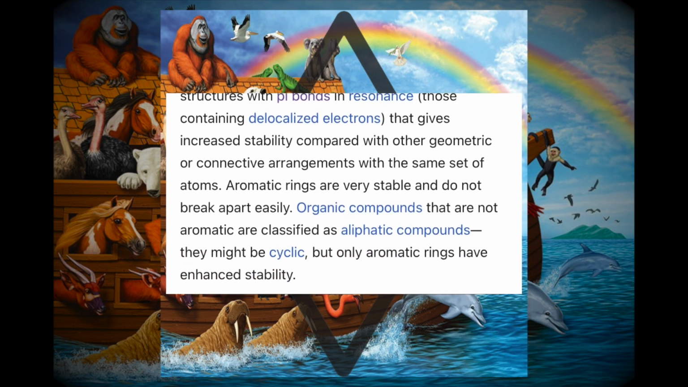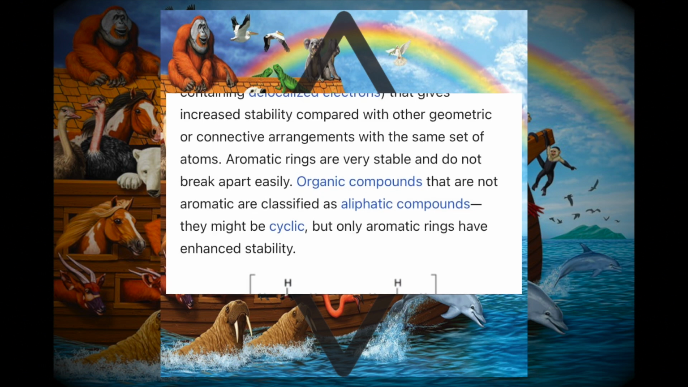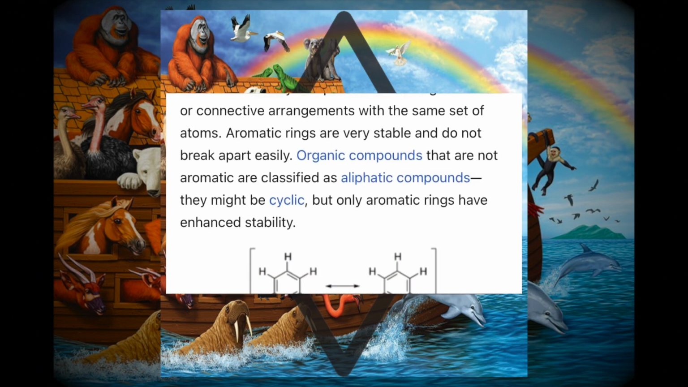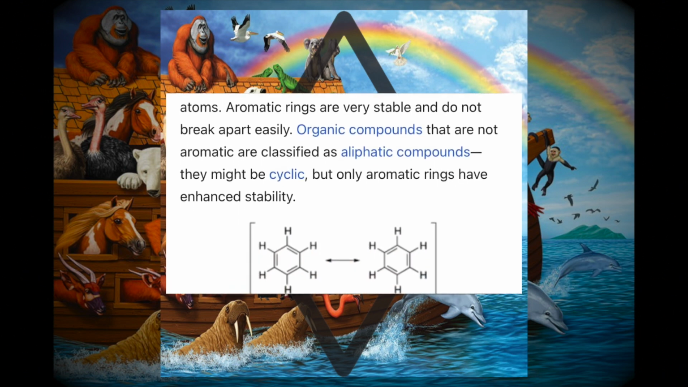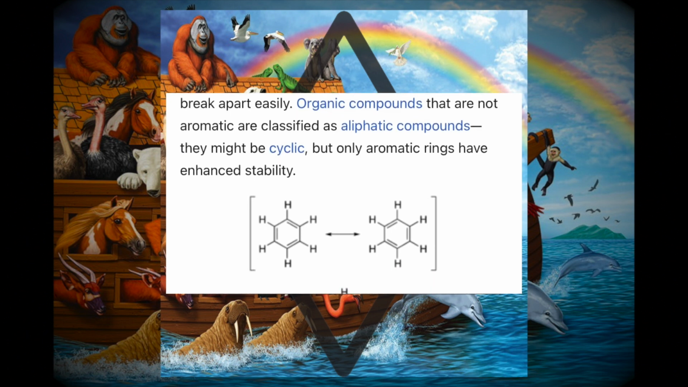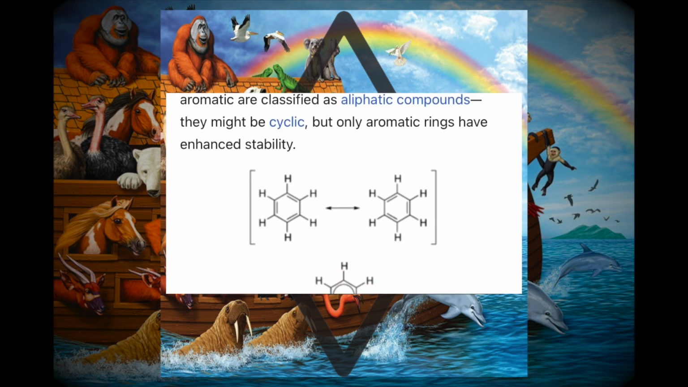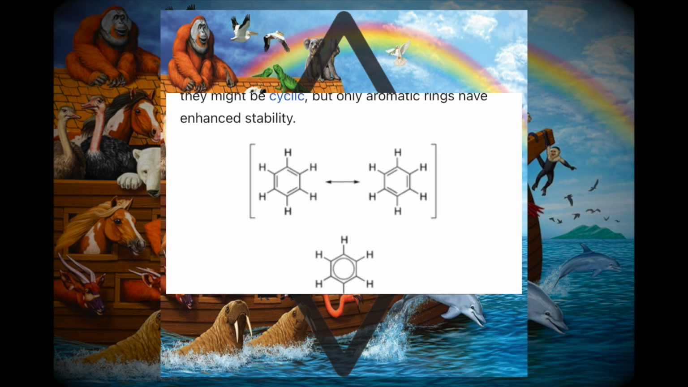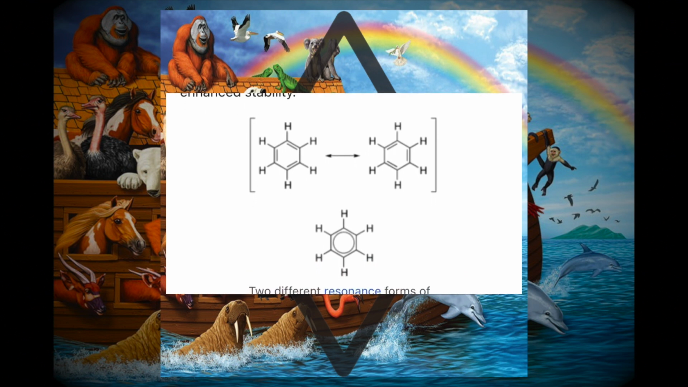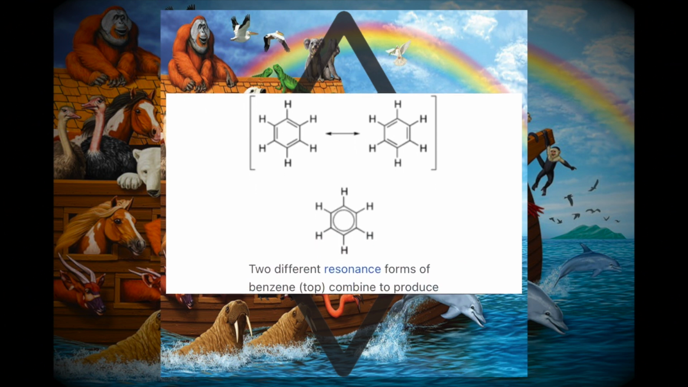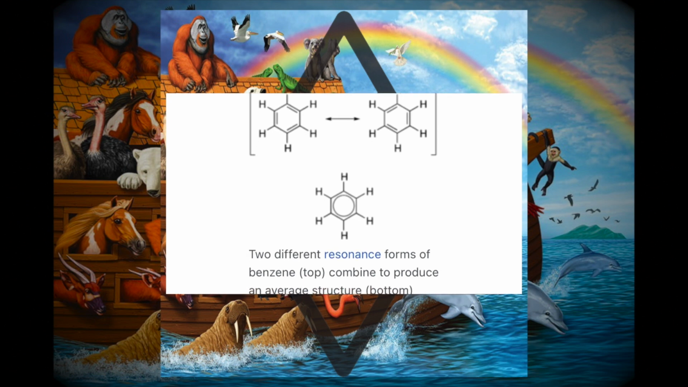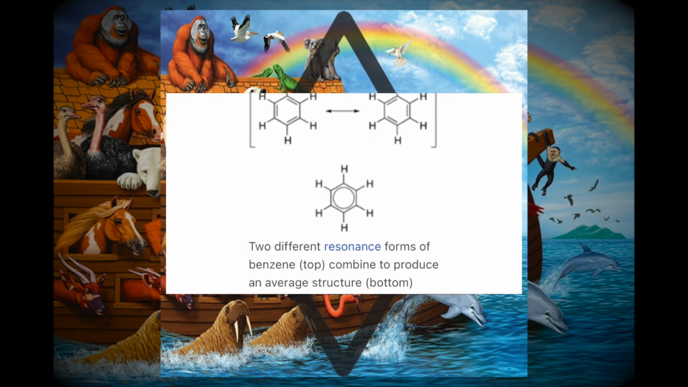those containing delocalized electrons, that gives increased stability compared with other geometric or connected arrangements with the same set of atoms. Aromatic rings are very stable and do not break apart easily. Organic compounds that are not aromatic are classified as aliphatic compounds. They might be cyclic, but only aromatic rings have enhanced stability. Two different resonance forms of benzene, top, combine to produce an average structure, bottom.